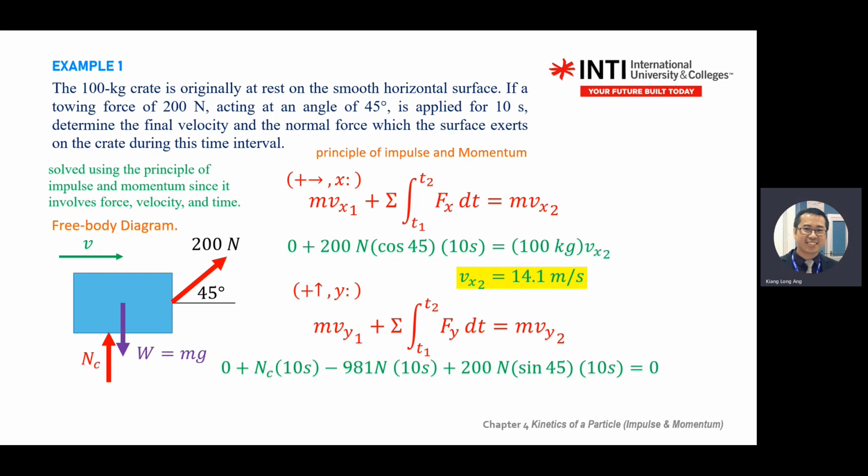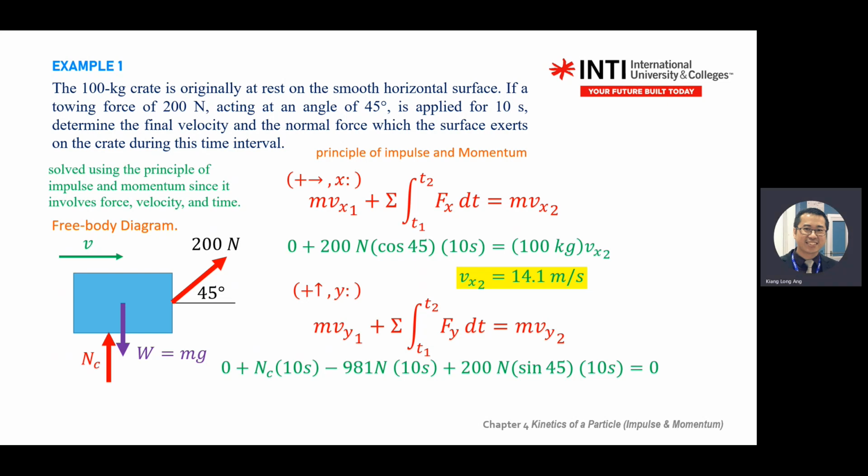As part of NC, the normal force. What is the impulse definition? Force and time, right? And this one is all the force. How many forces do you have? You have normal force, weight, and 200.